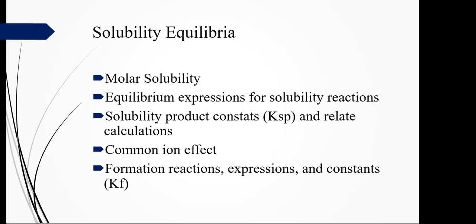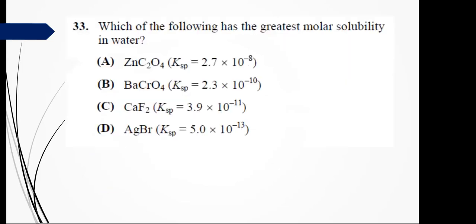So the next section is going to be on solubility equilibria. So this is going to be things like our KSPs. This is also going to be things with our common ions. So remember that KSP is not the same as solubility. So let's find which of these is going to have the greatest molar solubility in water. And so they've given us their formulas and they've given us their KSPs.